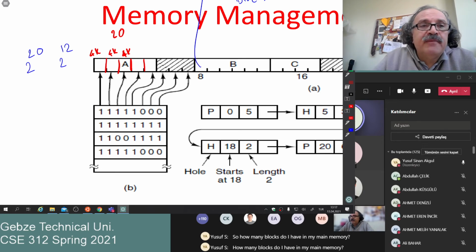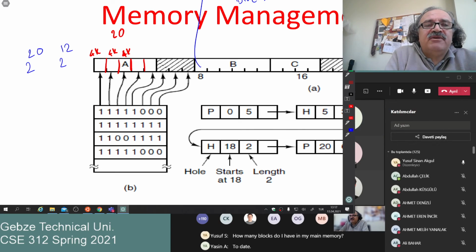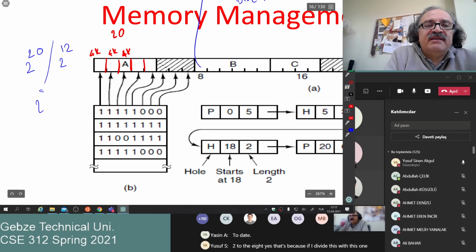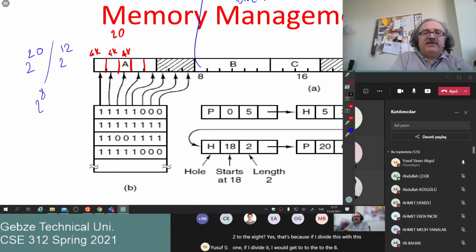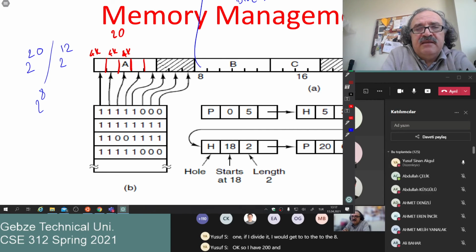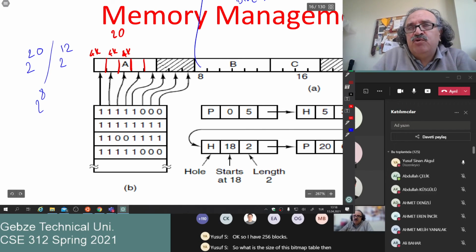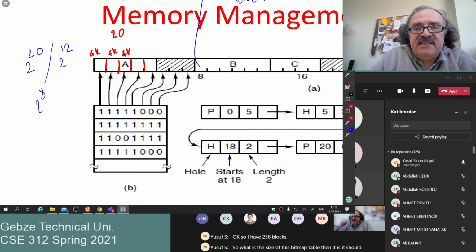2 to the 8. 2 to the 8, yes. That's because if I divide this with this one, I would get 2 to the 8. Okay, so I have 256 blocks. So what is the size of this bitmap table then? It should keep 256 bits.